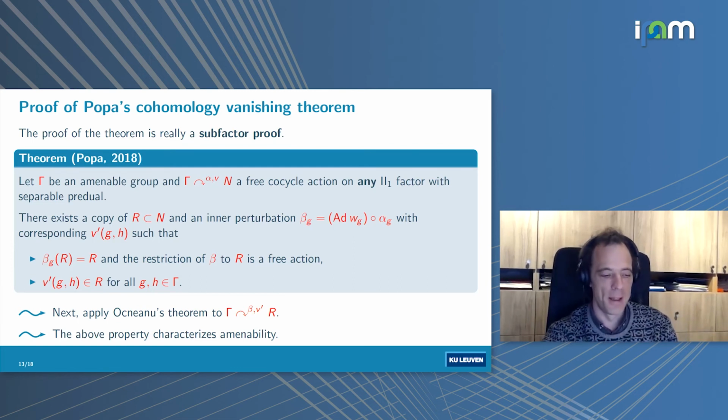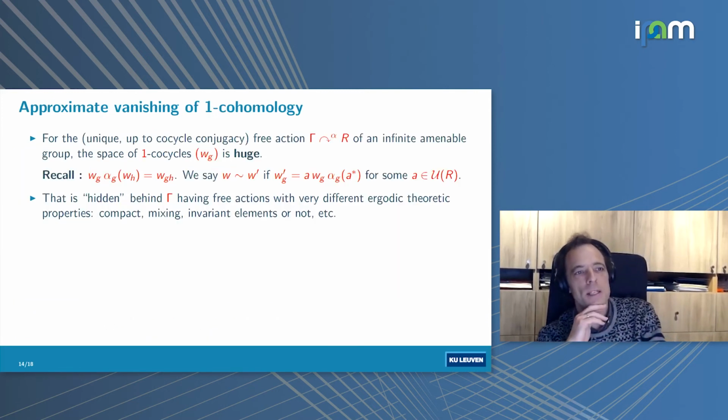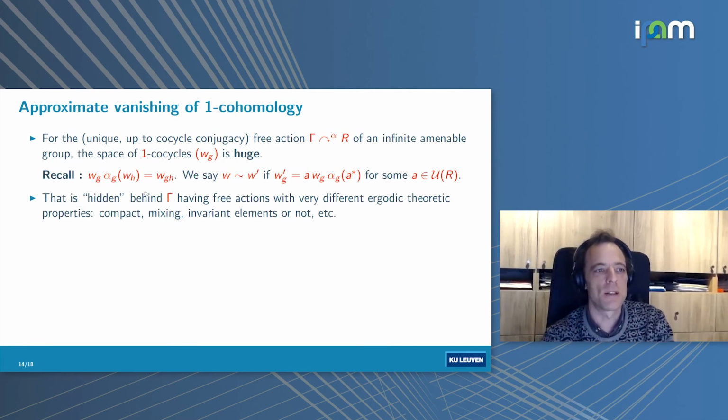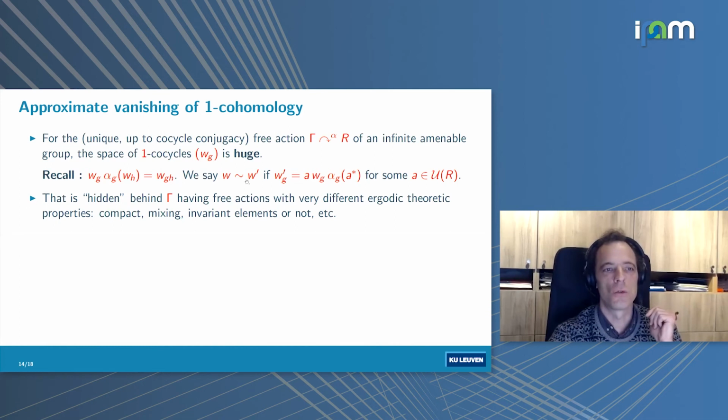Okay. Let me state a few other standalone kinds of results. And one is about one-cohomology. So we have seen one-cocycles in the definition of cocycle conjugacy. A one-cocycle, I recall, is a set of unitaries W_g satisfying this one-cocycle formula here. So one-cocycles come with a cohomology relation. Two one-cocycles are cohomologous if they are related by a coboundary in this way.